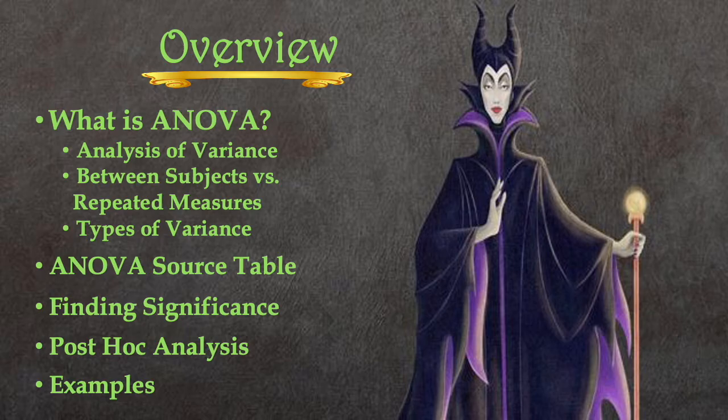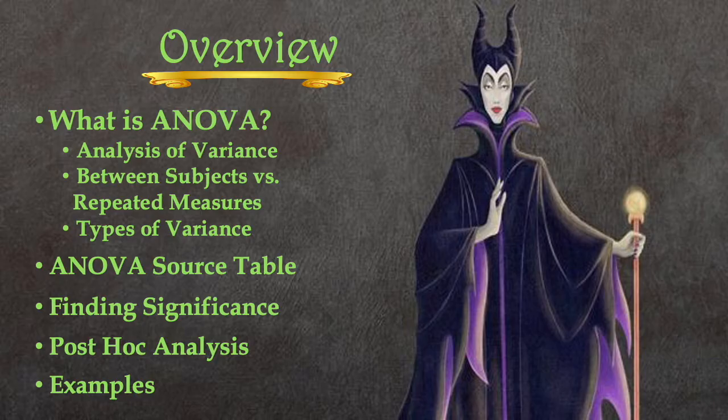The first thing we need to clarify is, what is an ANOVA? Well, ANOVA stands for Analysis of Variance, but we really need to understand what that means. So after a brief introduction on the analysis of variance, we will revisit the topics of between subjects and repeated measures. This should sound familiar from my friend the Wicked Witch's lecture that you attended last week. Then we're going to talk about the different types of variance that we analyze with an ANOVA.